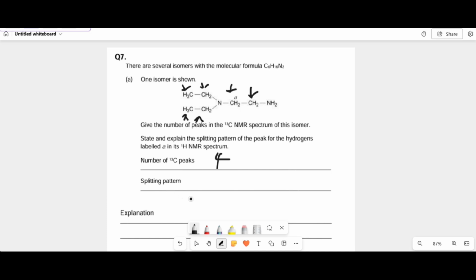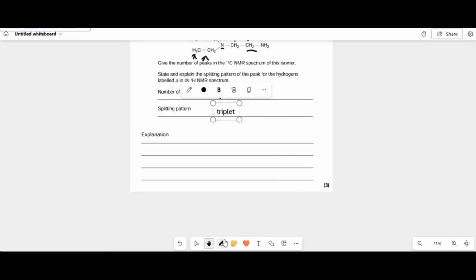Splitting pattern. N has no hydrogens attached to it, so we're looking at this alpha carbon here. The carbon that's next to it has two hydrogens, so it's going to be a splitting pattern of a triplet, by the n+1 rule. So, triplet. Explanation: there are two hydrogens on the adjacent carbon.